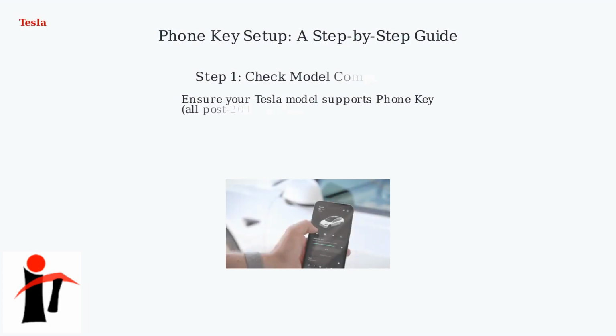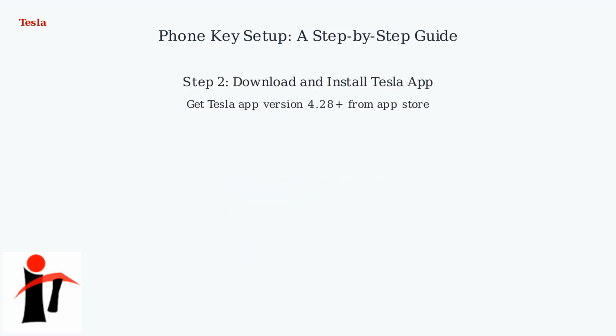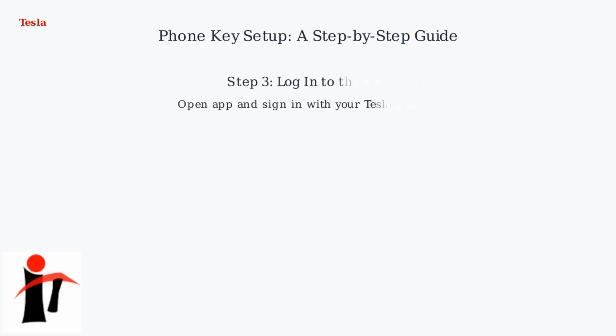Let's get started with setting up your phone key. First, ensure your Tesla model supports phone key. This works on all models from 2017 onward, but is optimal on 2020 and newer vehicles. Next, download and install the Tesla app. Make sure you have version 4.28 or higher for the best experience. Once installed, open the app and log in with your Tesla account credentials.